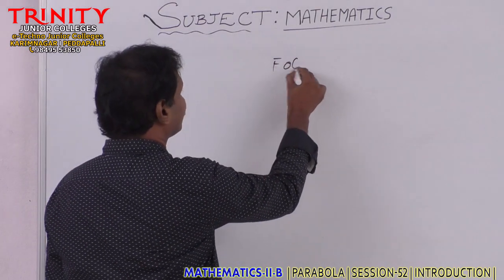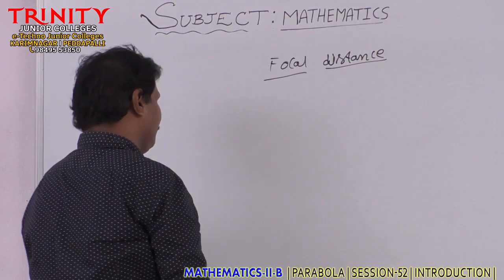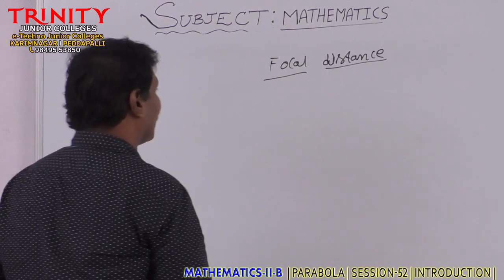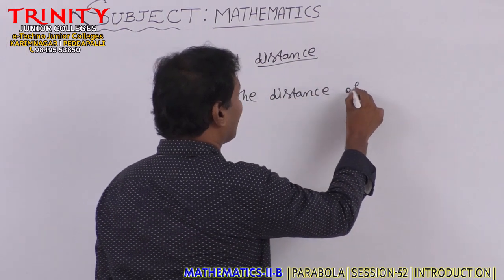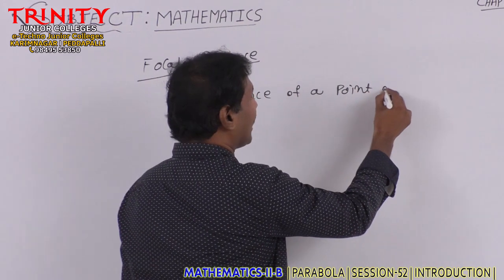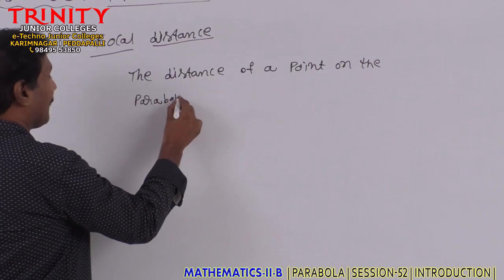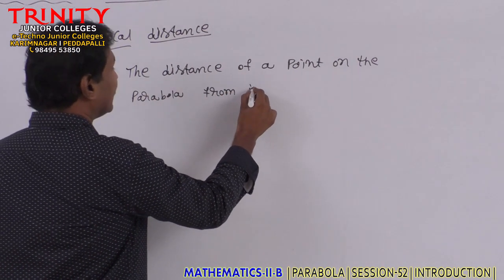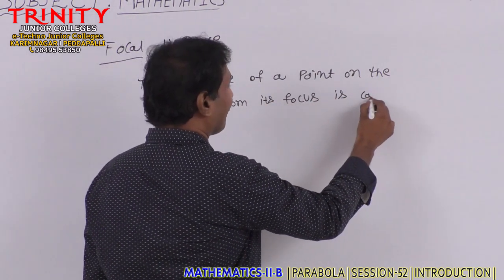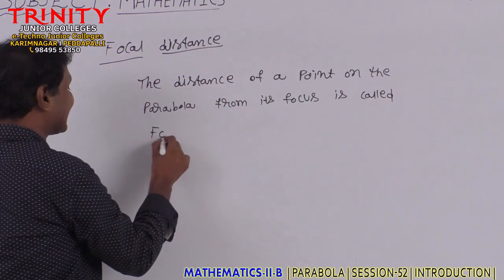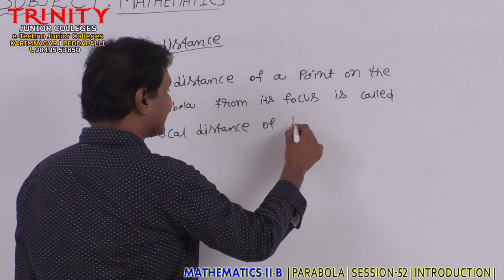Focal distance. The distance of a point on the parabola from its focus is called the focal distance of the point.